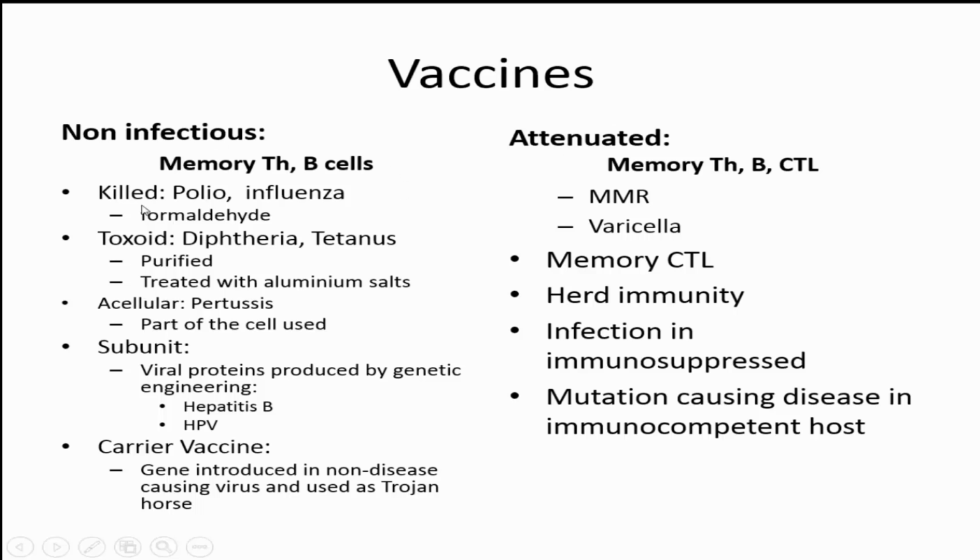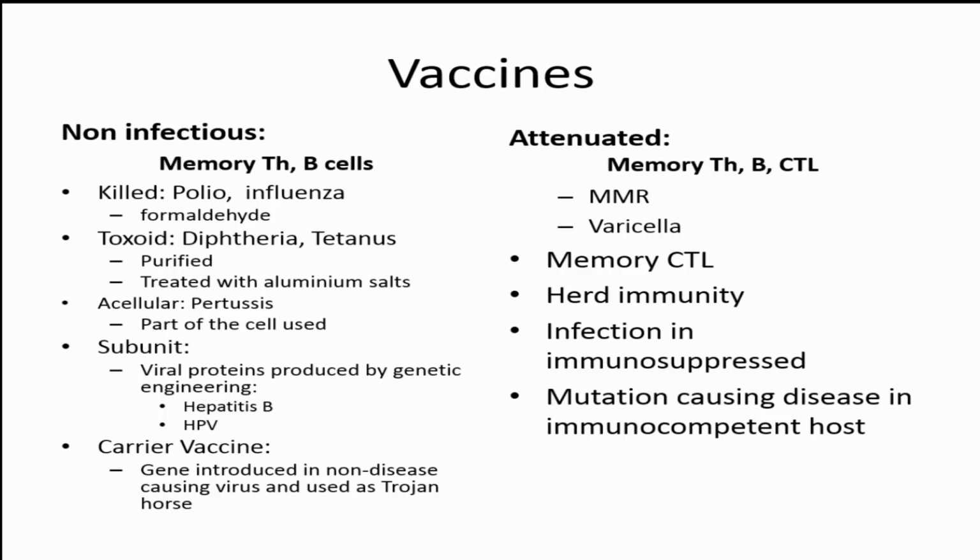So there are different types of non-infectious vaccines. Killed vaccines, where the whole virus is killed and treated with something like formaldehyde and given in the vaccine, compared to a toxoid, where the toxin produced from diphtheria or tetanus is purified and treated with aluminum salts. Another one is acellular, for example, pertussis, where only a part of the cell is used. There are also subunit vaccines, which are basically viral proteins, not even part of the cell, just specific proteins produced by genetic engineering, and that's specific for hepatitis B. And then there are carrier vaccines, where a gene can be introduced into a non-disease-causing virus. I don't think we are using any of those, but it's something that's possible. So that's for the non-infectious type of vaccines.